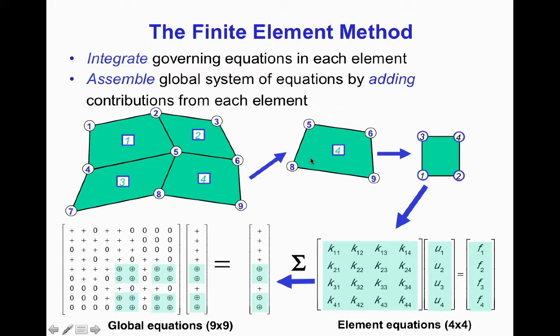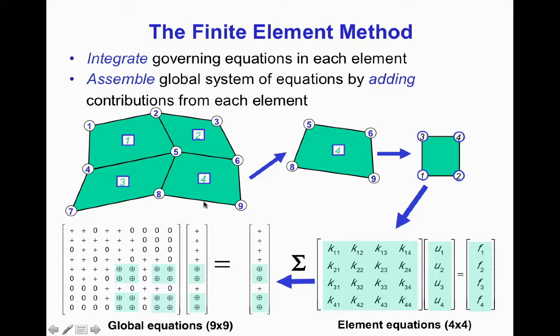So for example, element 4 here has element nodes 1, 2, 3, 4 corresponding to global nodes 8, 9, 5, and 6. So that means that row 1 and column 1 of element 4's equations would go in row 8 and column 8 of the global system of equations. Similarly, wherever there's a 2 here, that would go in row and column 9. And wherever there's a 3 and a 4, those would go in rows and columns 5 and 6. So we end up putting these 16 numbers here in the rows 5, 6, 8, and 9, columns 5, 6, 8, and 9 of the global stiffness matrix. And then we end up adding the known forces or right-hand side terms, positions 1, 2, 3, and 4, into positions 8, 9, 5, and 6.